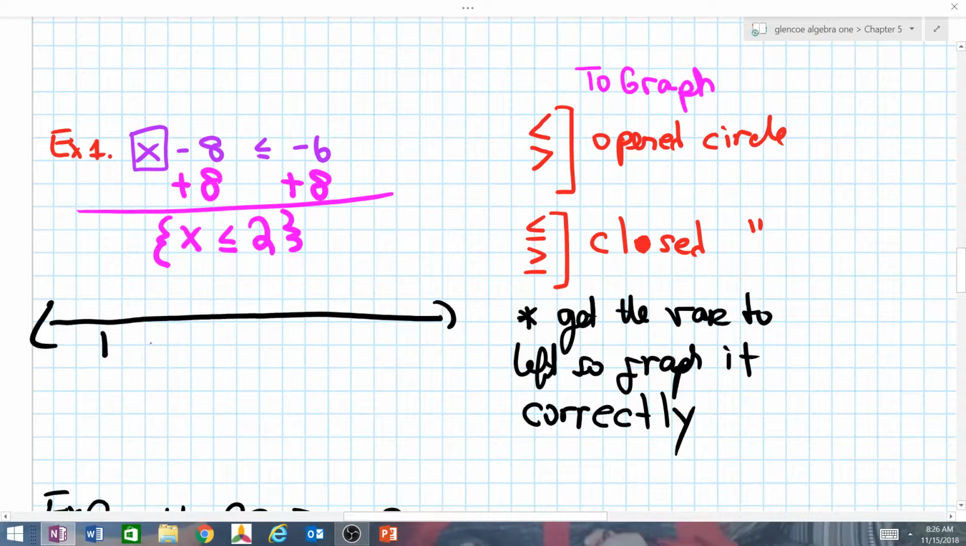Okay. 1, 2, 3, 4. We'll stick a 0 in. So the symbol is pointing to the left. That's how you always know which direction to make your arrow. So look at this symbol right here. Do you see that?